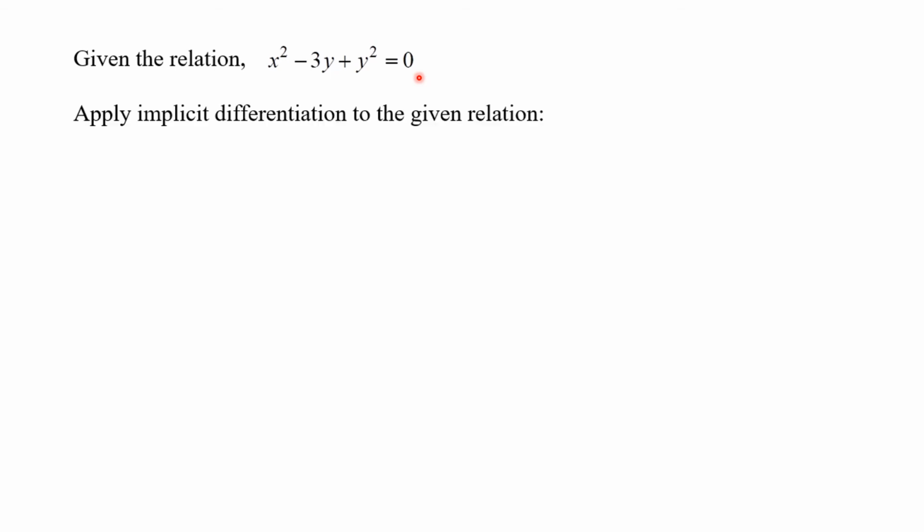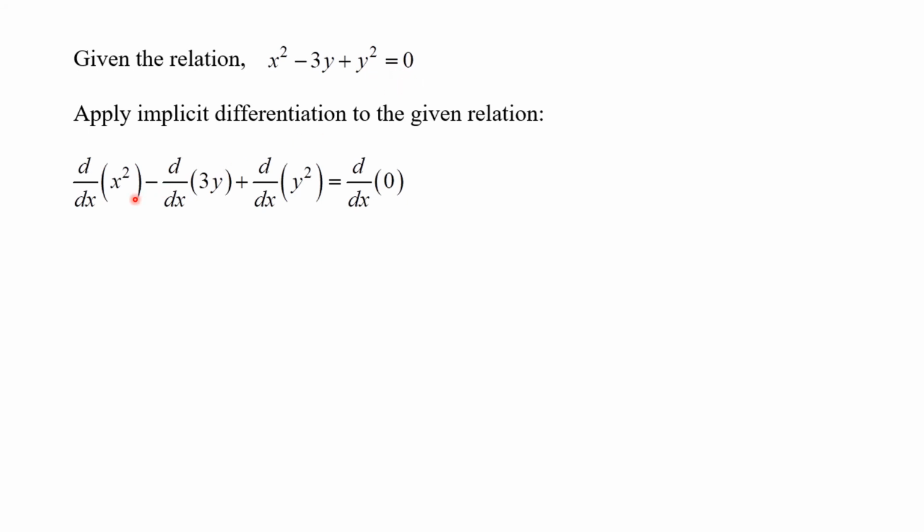To start with, we are going to apply implicit differentiation to the given relation. That is, we write d/dx of x squared minus d/dx of 3y plus d/dx of y squared equals d/dx of 0. Okay, so we differentiate each term on the left side of the equation with respect to x, and we also differentiate the right side with respect to x.